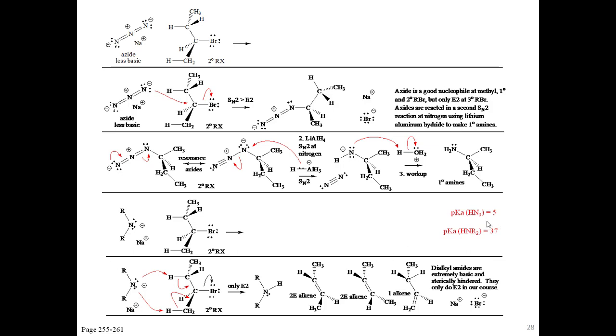Okay, so if you look at the pKa's, you can see how different they are. The azide's pretty stable. Acid has a low pKa. And then the dialkyl amide comes from a secondary amine, and that dialkyl amide is very unstable. You can see from the high pKa of the acid.